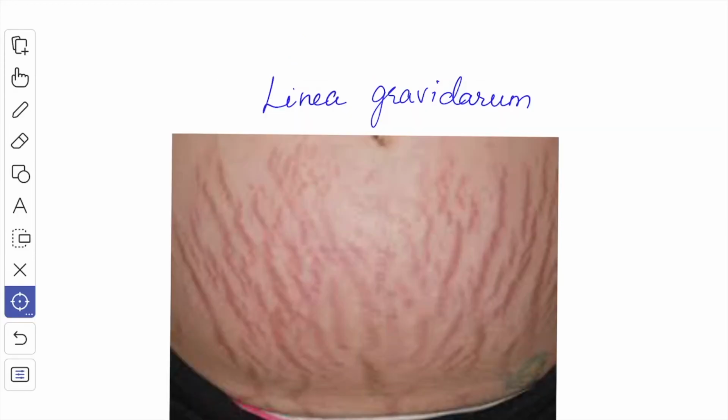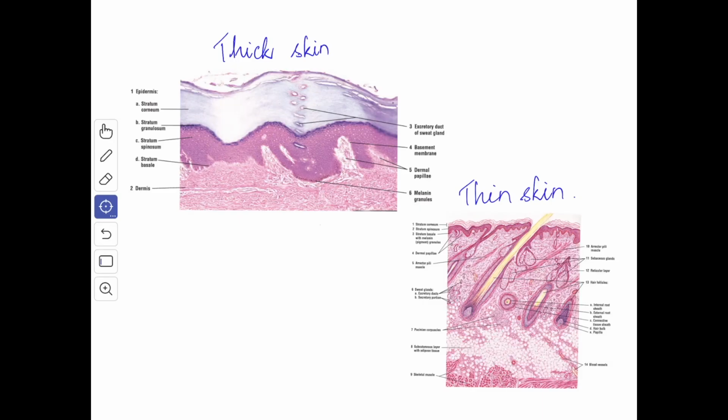If for any reason the skin in any region of the body is rapidly stretched, the fiber bundles in the dermis may rupture. The scar tissue is formed in the region and can be seen in the form of prominent white lines. Such lines may be formed on the anterior abdominal wall during pregnancy and they are called linea gravidarum. Next we'll see about the thick skin and thin skin.